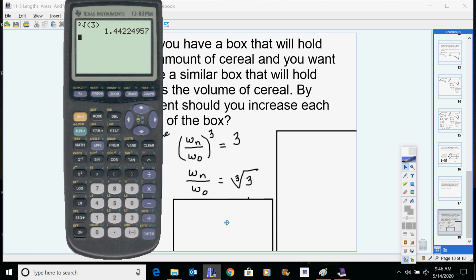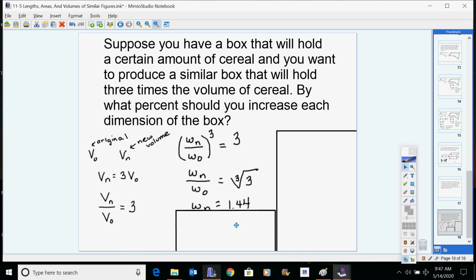We're just going to round that to the hundredths place. Don't round it too close. Don't round it just to the tenth place, because that's not going to be precise enough to get you close enough. And even when we round it to 1.44, it's going to get us close but not exact. But here's what Wn over W0 equals: the ratio of the new one to the original one.